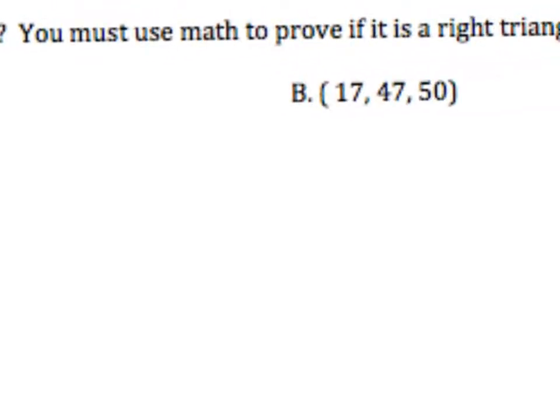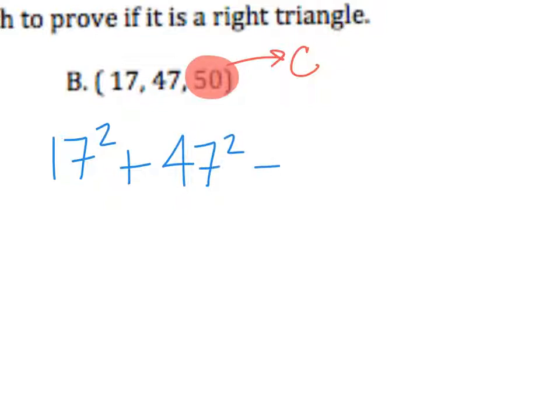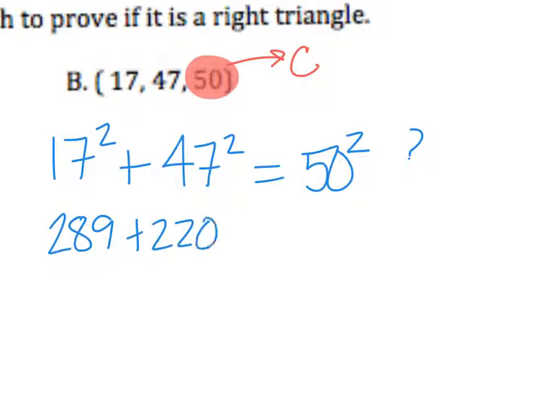All right, next one. Let's see if these form a right triangle. So again, our largest side is 50. So this is the one that's going to equal C. So 17 and 47, I'll just call those A and B. So 17 squared plus 47 squared, does that equal 50 squared? That's the question that I'm answering. So 17 squared is 289. 47 squared is 2,209. And 50 squared is 2,500.